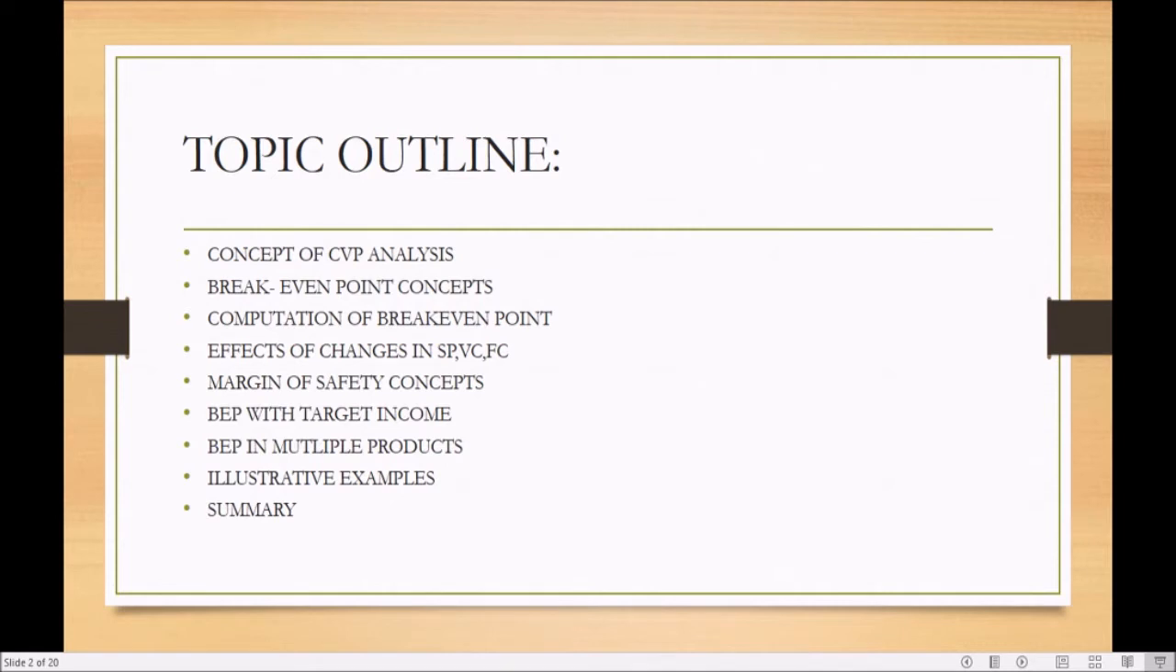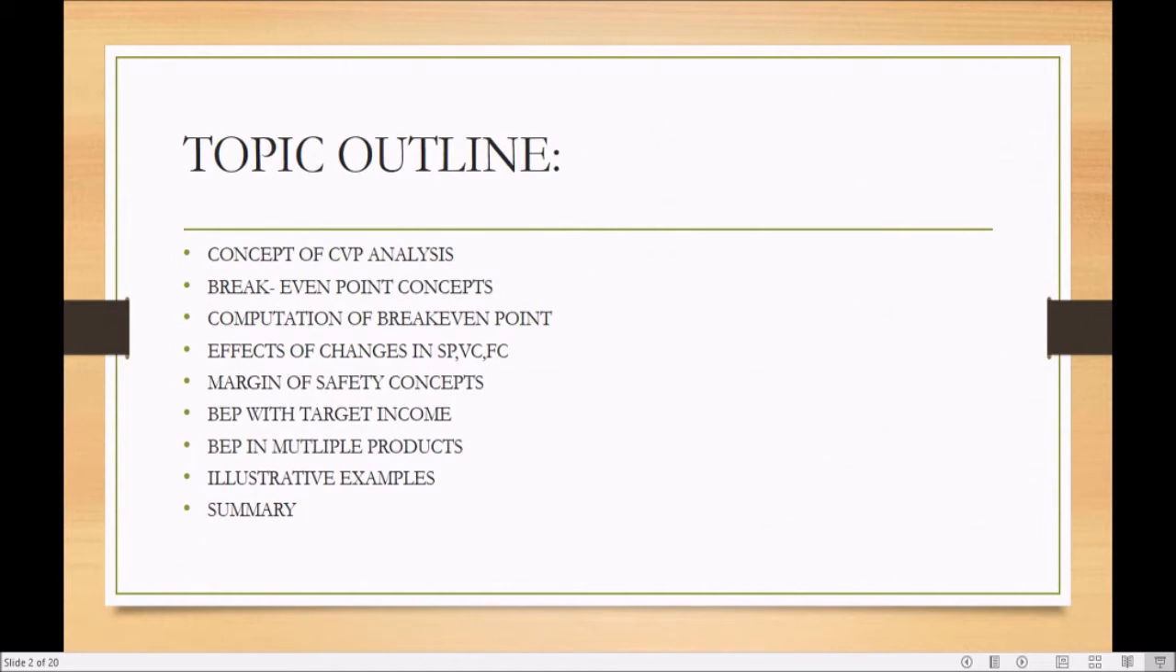And then we will also tackle margin of safety concepts. And then we will also tackle how we are going to achieve the break-even point assuming that you are provided with a target income. So I will explain that. And then, how do we compute the break-even point?